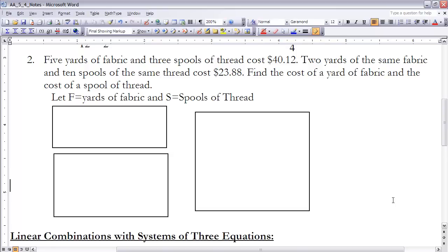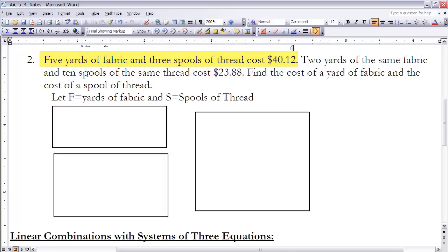Okay, let's take a look at example 2. It says 5 yards of fabric and 3 spools of thread cost $40.12. 2 yards of the same fabric and 10 spools of the same thread cost $23.88. Find the cost of a yard of fabric and the cost of a spool of thread. Let F equal the yards of fabric and S equal the spools of thread. The first thing we want to do is take that information and write a system of equations for it. Taking the first sentence, 5 yards of fabric and 3 spools of thread, I write 5F plus 3S is equal to 40.12.